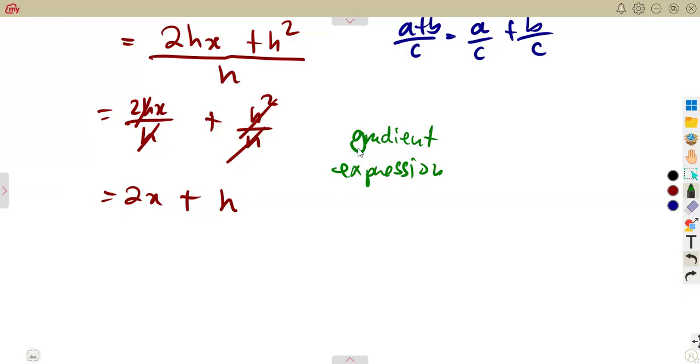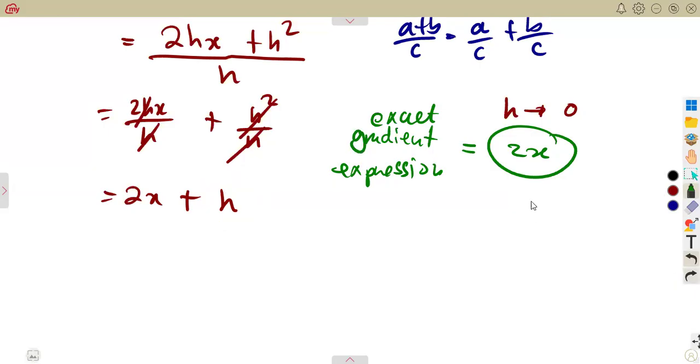So for you to obtain the gradient expression or the term, which is the exact gradient, you are going to limit your h to 0. You limit your h to approximate to 0. So if this h is approximating to 0, it means our average gradient, or the exact gradient that we have at that condition, will be given as 2x, as h is approaching 0.